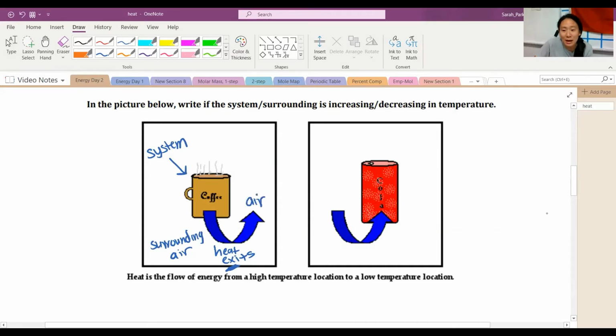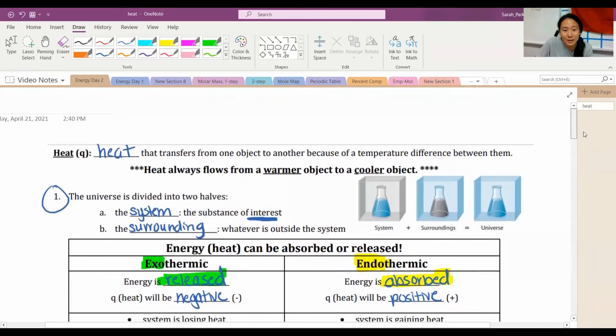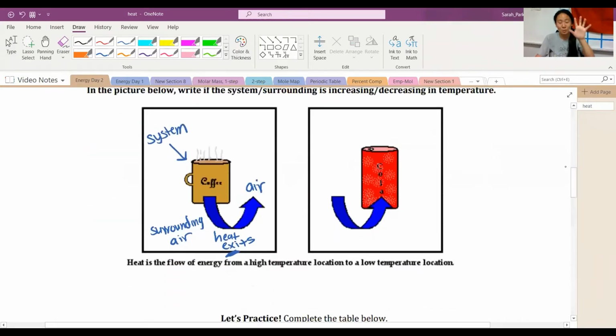So remember what we talked about last class, heat will always flow from whatever's warmer to the cooler object. So because a hot cup of coffee is what's warm, the heat's going to leave into the cooler air. That's what makes your coffee end up cooling down. So the system is then having heat exit. So this would be an exothermic reaction because heat is exiting the system.